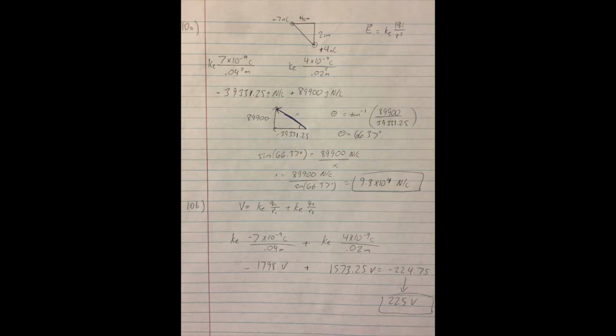So we just have our equation here. The voltage is just Coulomb's constant times the first charge over the first distance plus Coulomb's constant times the second charge over the second distance. And this is just another variation of Coulomb's law. And we're just going to plug in our values. So we have the constant times negative 7 times 10 to the negative 9th power over 0.04 meters. And then the constant times 4 times 10 to the negative 9th power over 0.02 meters.